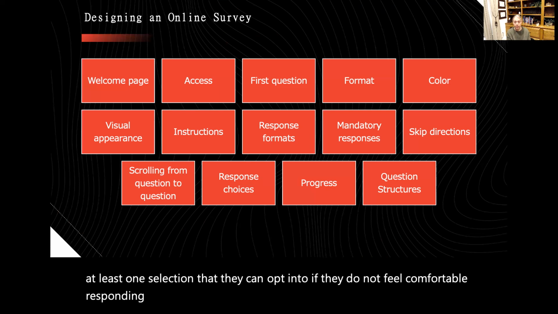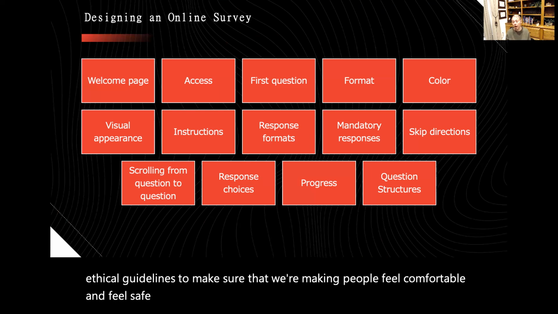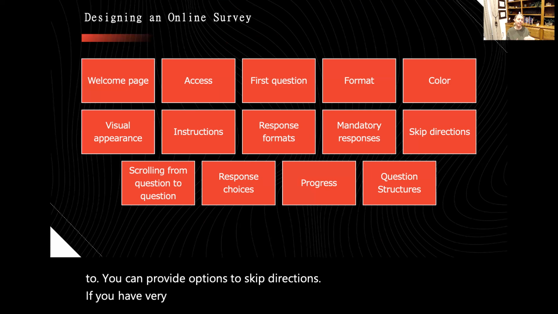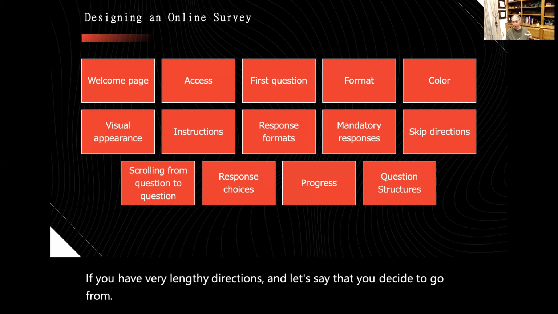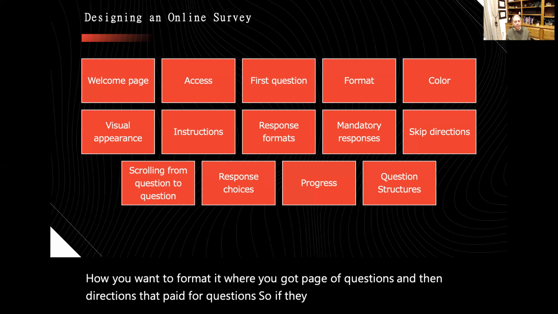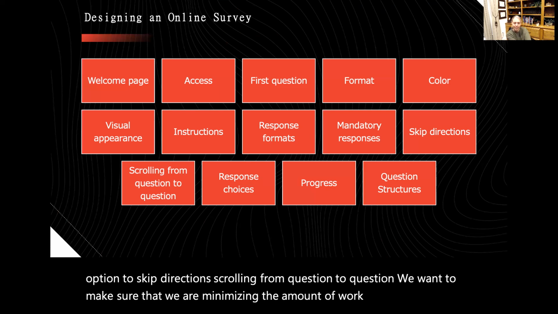So we want to make sure that we're always following those ethical guidelines to make sure that we're making people feel comfortable and feel safe, and that they are able to opt out if they want to. You can provide options to skip directions if you have very lengthy directions. Let's say you've got a page of questions and then directions and a page of questions. If they're repetitive, you can give the option to skip directions. Scrolling from question to question, we want to make sure that we are minimizing the amount of work that people have to do to complete the survey.